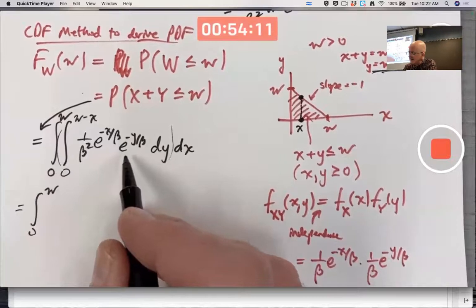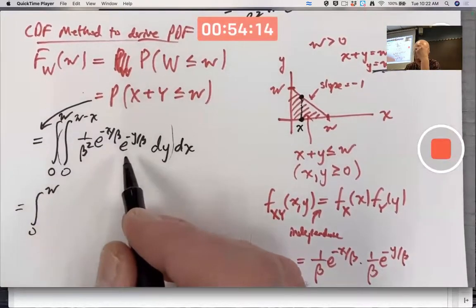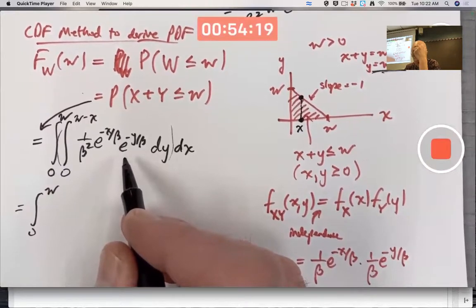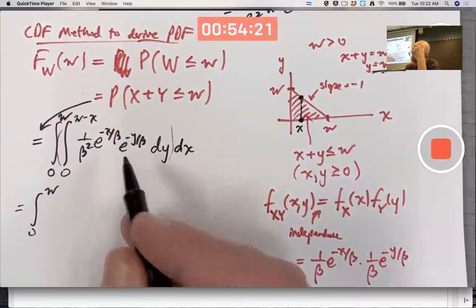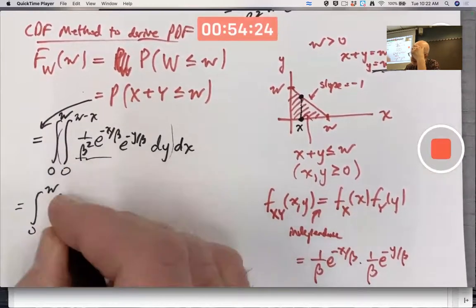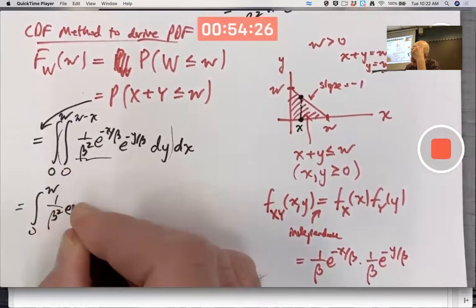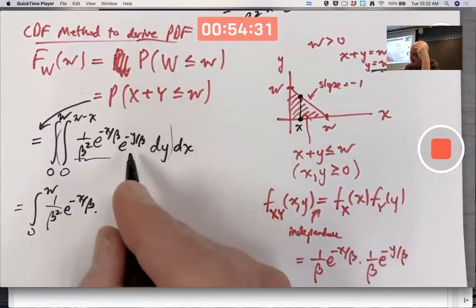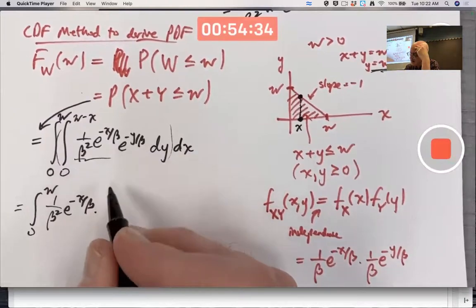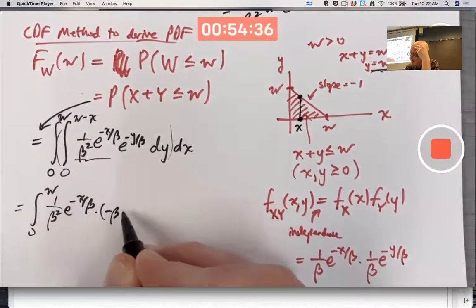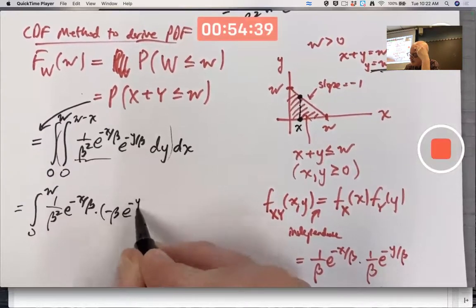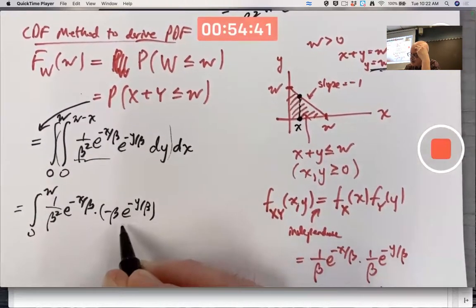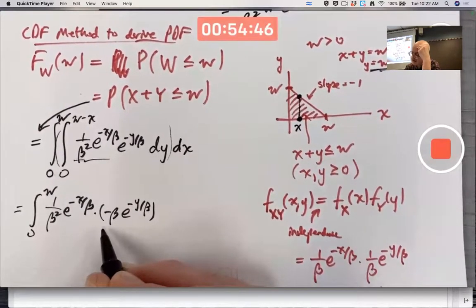So I've got to integrate e to the negative y over beta. Can I do that in my head? The antiderivative would give me an extra factor of negative beta. Let's leave this part as is: 1 over beta squared, e to the negative x over beta. That's just a constant. Integrate e to the negative y over beta. That should give me an extra factor of negative beta, because if I differentiate this with respect to y and use the chain rule, I'll get an extra factor of negative 1 over beta, which will cancel with that negative beta to give me 1.